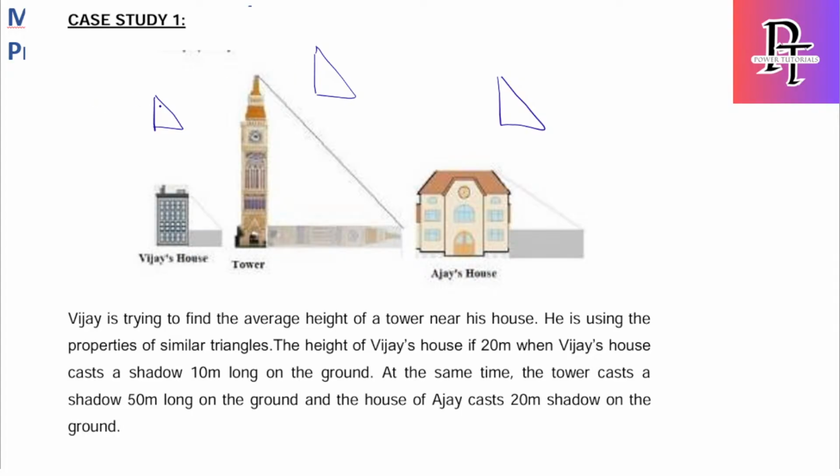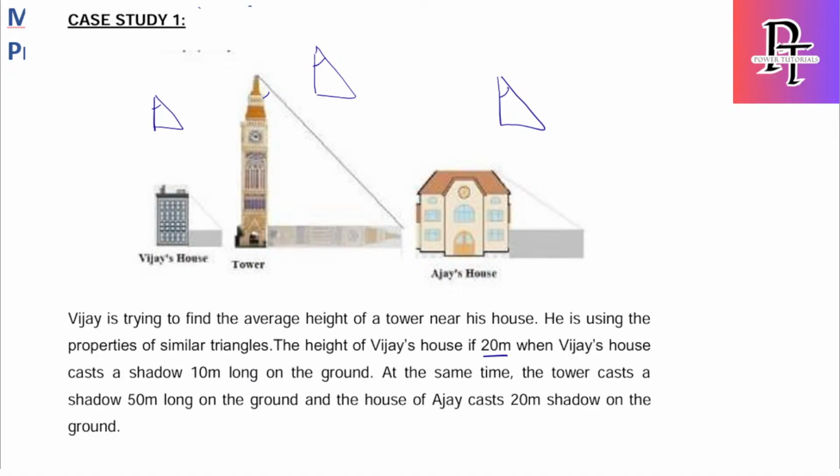If you notice here, this angle is similar. Why? Because they are talking about shadow here. So the sunlight falling on all three should be the same at any particular time. Okay, now let's go to the question. Vijay is trying to find the average height of a tower near his house. He is using the properties of similar triangles. The height of Vijay's house is 20.